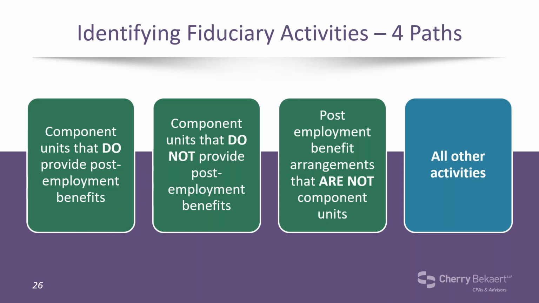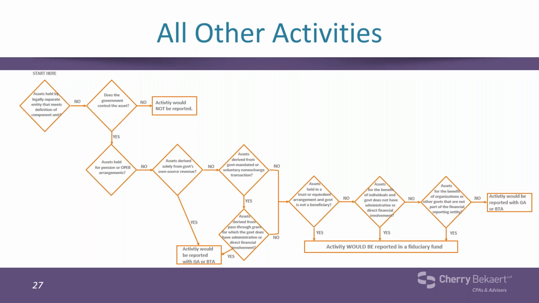Lastly, we have the path for all other activities. And this is the largest of the paths, but it still incorporates several of the steps we've already seen along the way. The first three steps can be answered easily since we have already covered all other options related to these considerations. In this case, the activity is not a component unit. The government does control the assets, and the activity is not for pension or OPEB arrangements.